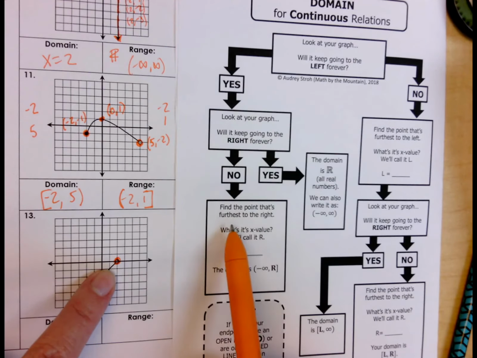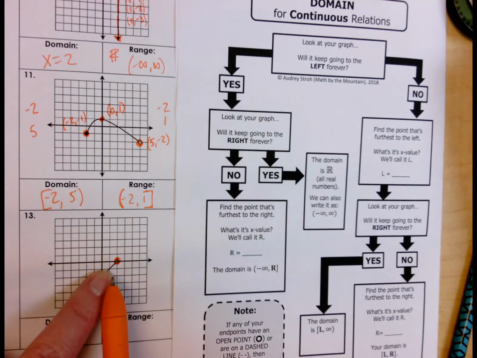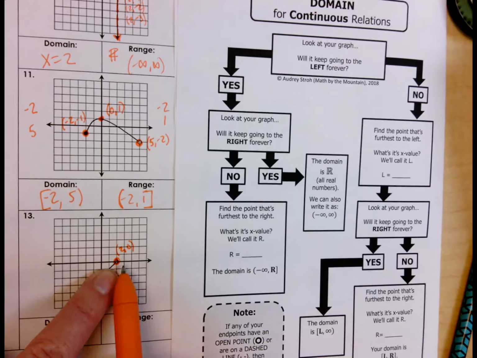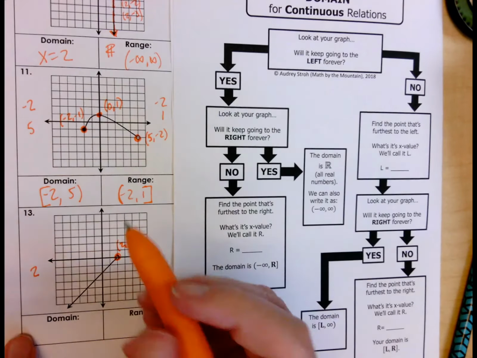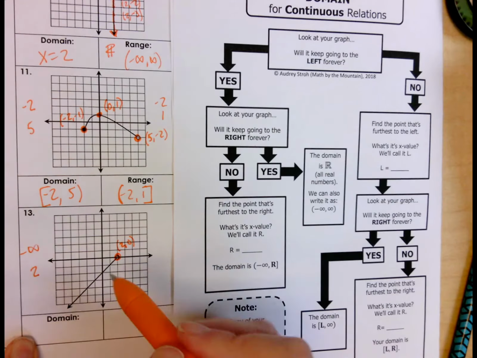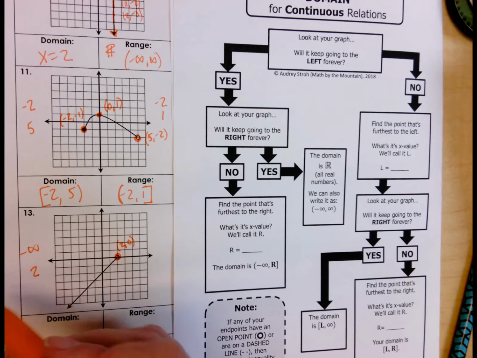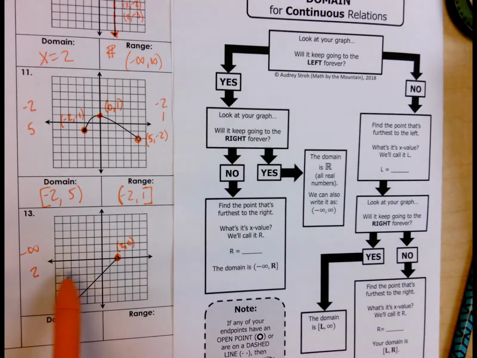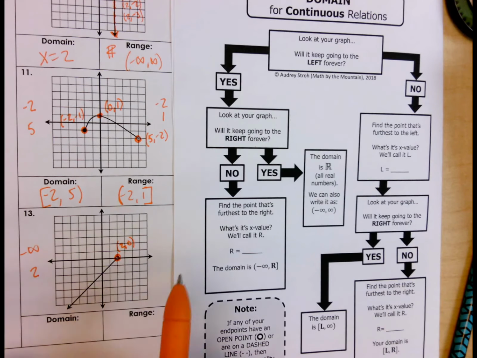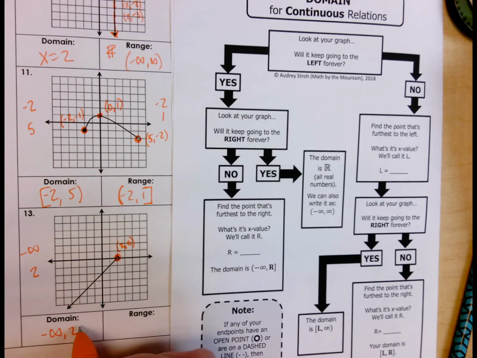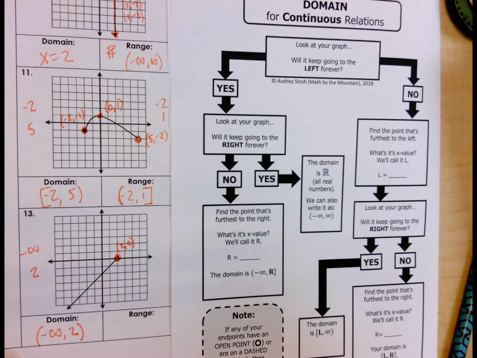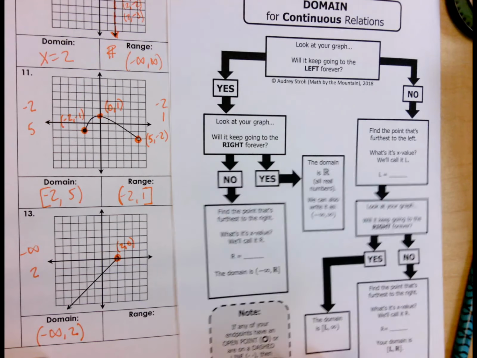So find the point that's furthest to the right. Okay, well, the furthest point is at 2, 0. And so the x value there is 2. So we've gone all the way in the negative infinity direction. It's going to keep going forever negatively, but to the right, it's going to stop at 2, meaning x values go all the way in this direction, but will stop at 2. So that's how we write it, from negative infinity to 2. And 2, again, has an open circle, so it's going to be parentheses, and infinity symbol also means parentheses, okay? So that's going to be our domain here.